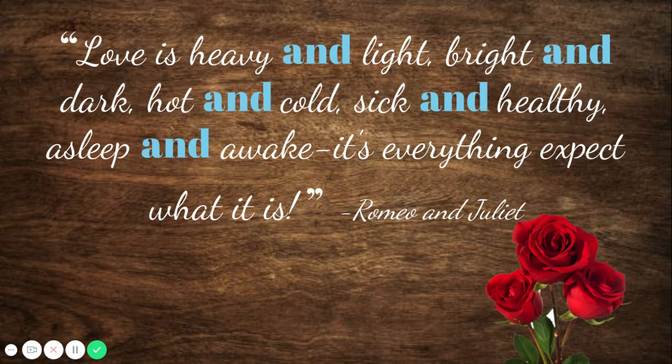Love is heavy and light, bright and dark, hot and cold, sick and healthy, asleep and awake. It's everything except what it is, from Romeo and Juliet. So in this sentence from Romeo and Juliet, by Shakespeare, you have many words and, the same word, but which type of transition word is it? I'm going to let you think for a few seconds.